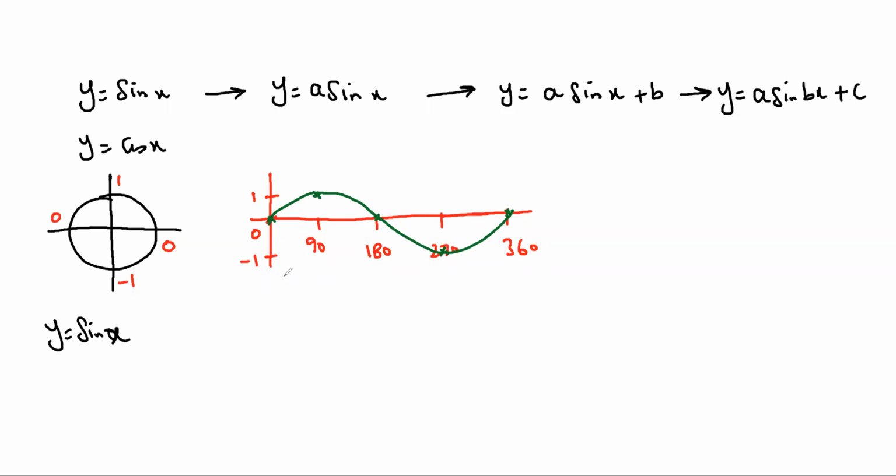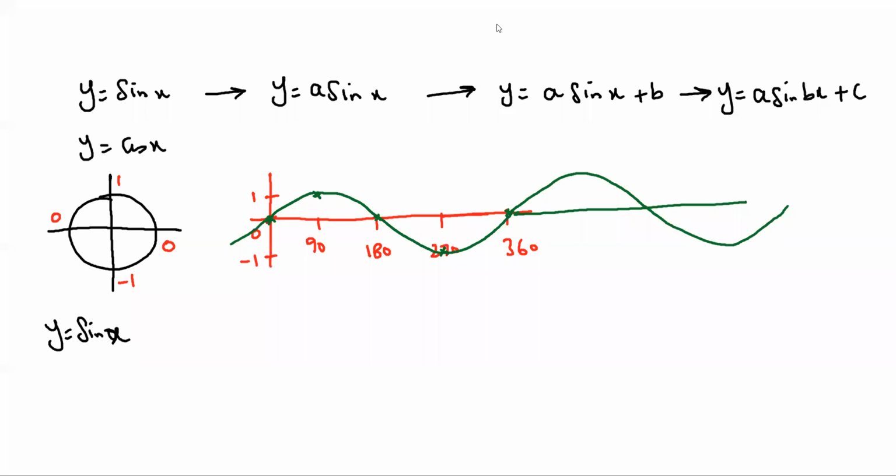Okay. If I continue sketching, this curve will keep on going like this. So this is called the sine wave. If I go backwards, this will be going backwards like this. Okay, so this is your y equal to sine x.